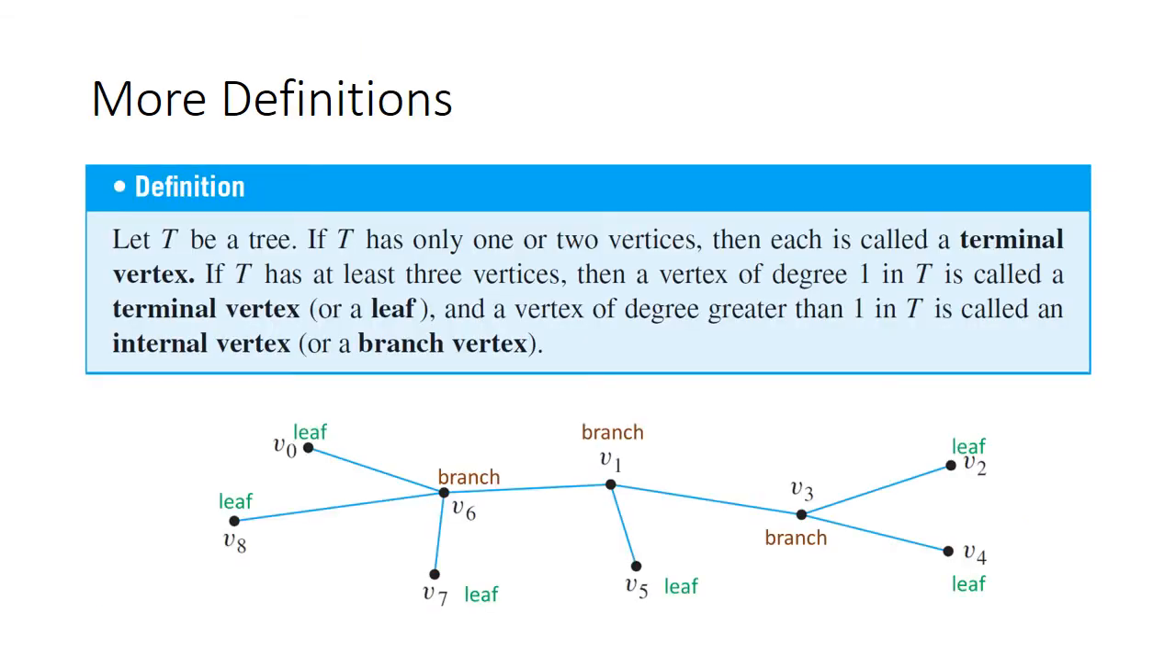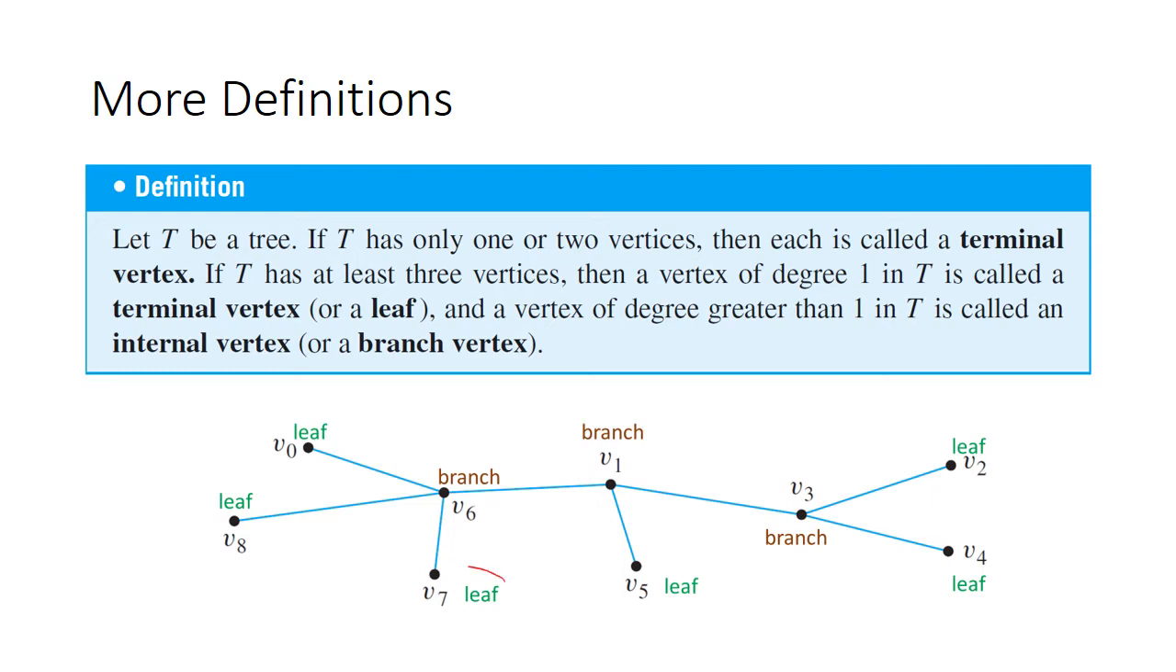So let's look at a couple more definitions. Let T be a tree. If T has only one or two vertices, then each is called a terminal vertex. If T has at least three vertices, then a vertex of degree 1 in T is called a terminal vertex or a leaf. And a vertex of degree greater than 1 in T is called an internal vertex or a branch vertex. This is not as complicated as the definition is making it sound.